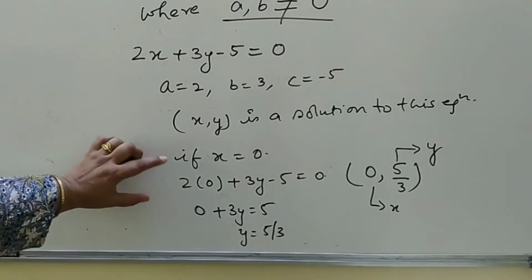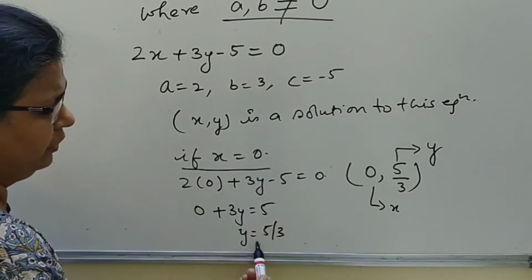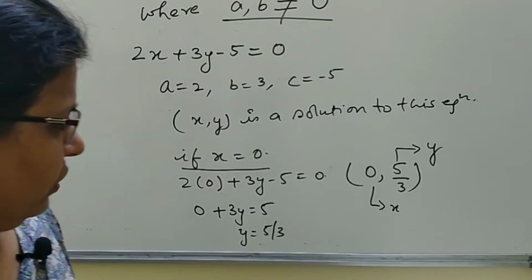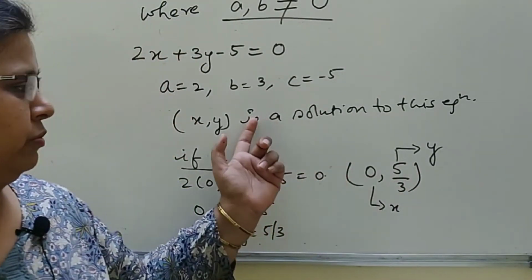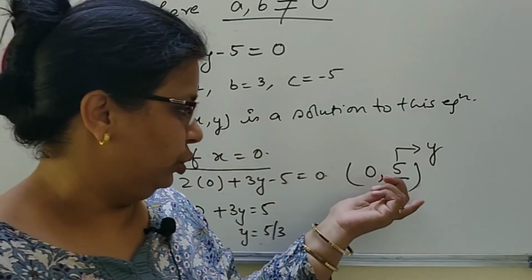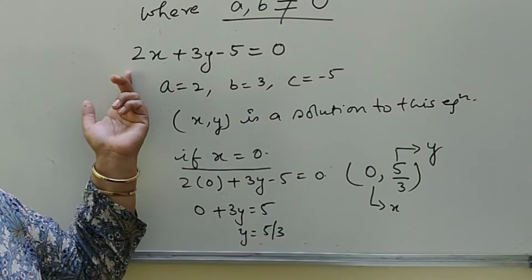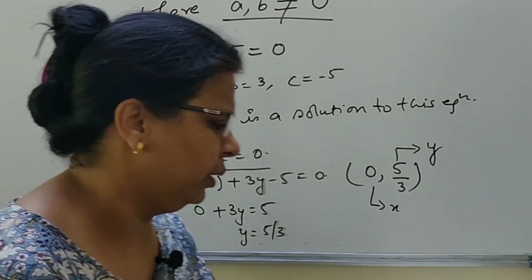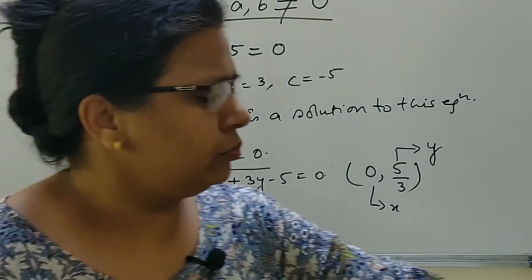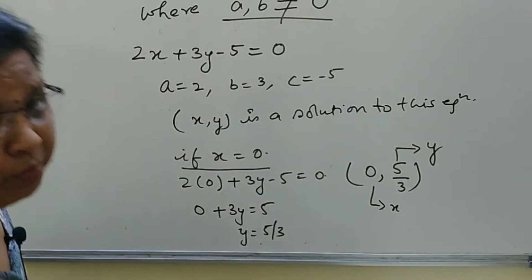Yes, from our side we have taken the value of x to be 0 and calculated the value of y. So we can say 0 comma 5 by 3 is a solution to this equation. And now if I substitute these values in this equation, I'll get left hand side equal to right hand side. So this is a solution to the equation, okay.